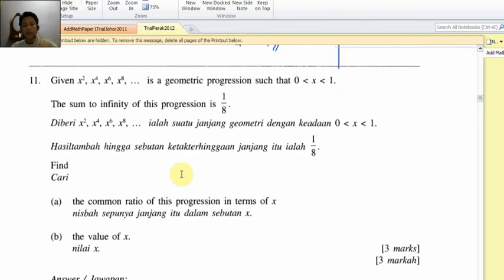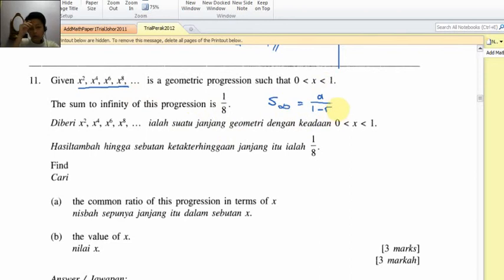Question number 11. Given this progression, the first 4 terms are given there: x squared, x raised to the power 4, x raised to the power 6, and x raised to the power 8 is a geometric progression. So we know that, and it's given that x is between 0 and 1 exclusive. Sum to infinity is 1 over 8. So the formula for sum to infinity is like this: a over 1 minus r.